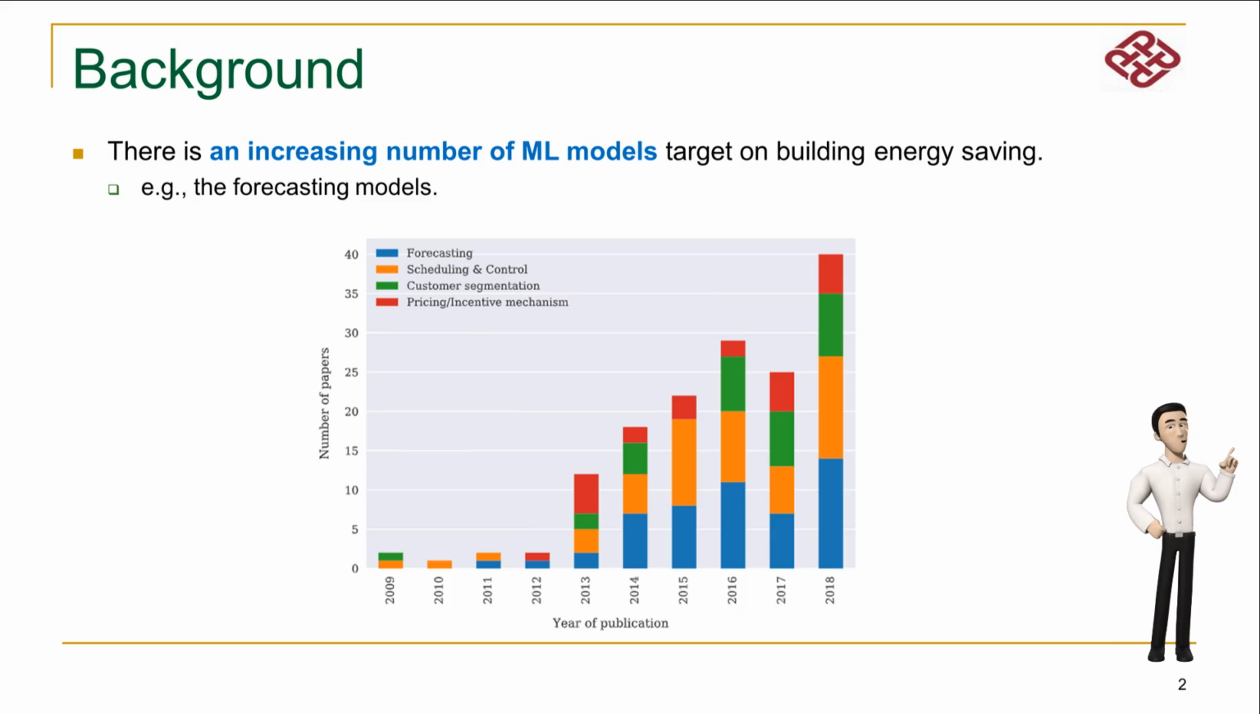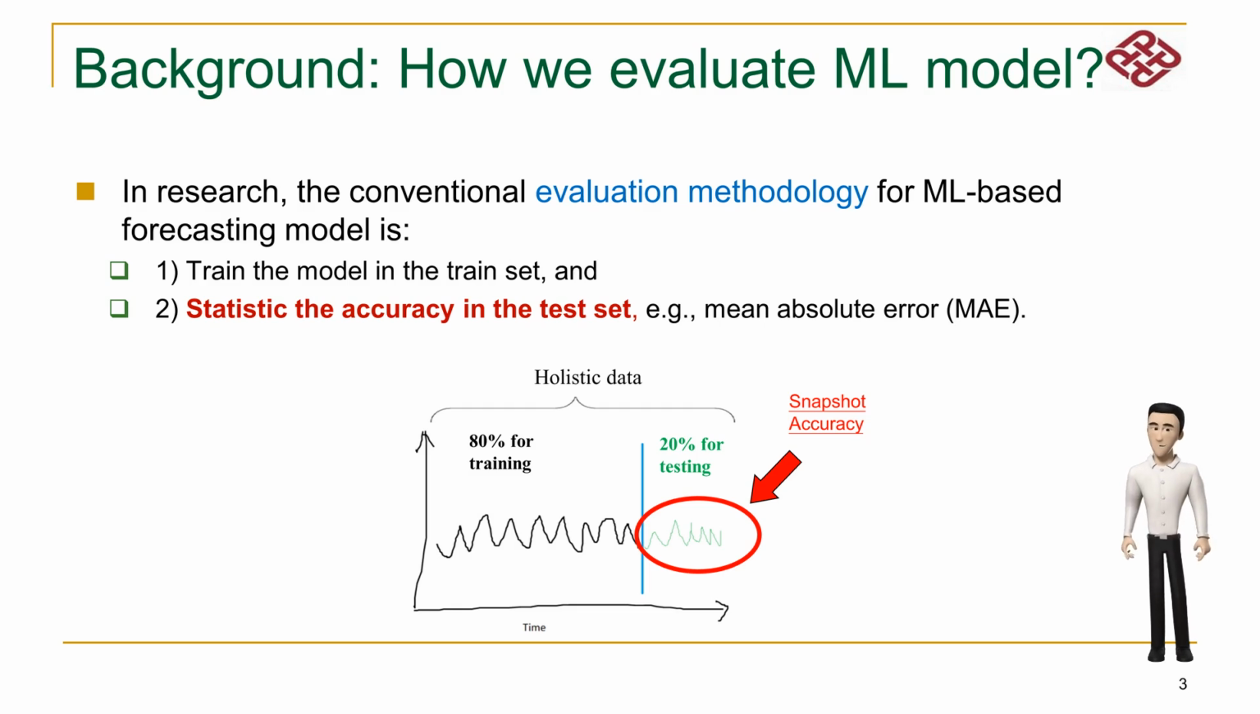Recently, with the development of AI technologies, building automation systems have been transformed into information-supported decision-making systems. This provides opportunities to develop data-driven machine learning models for building operation and control. For example, the forecasting model. While developing new models, the researchers would evaluate the models and show their effectiveness.